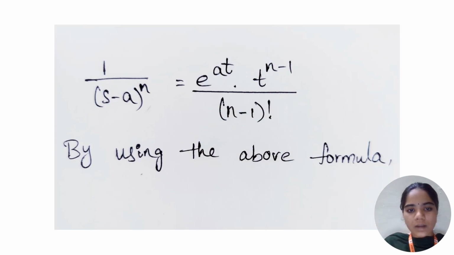it is the formula. By using this formula, we get the value of the state transition matrix. Solution: the inverse Laplace of 1 by (S minus A) whole power n equals e power at into t power n minus 1 by (n minus 1) factorial. By using this formula, we get the solution of the state transition matrix.